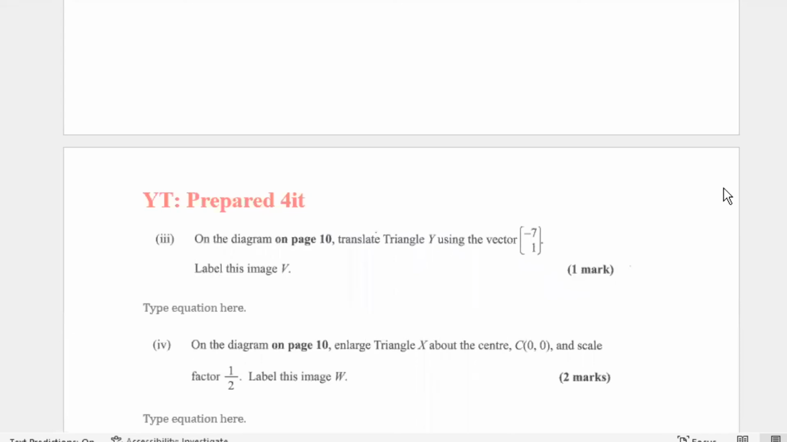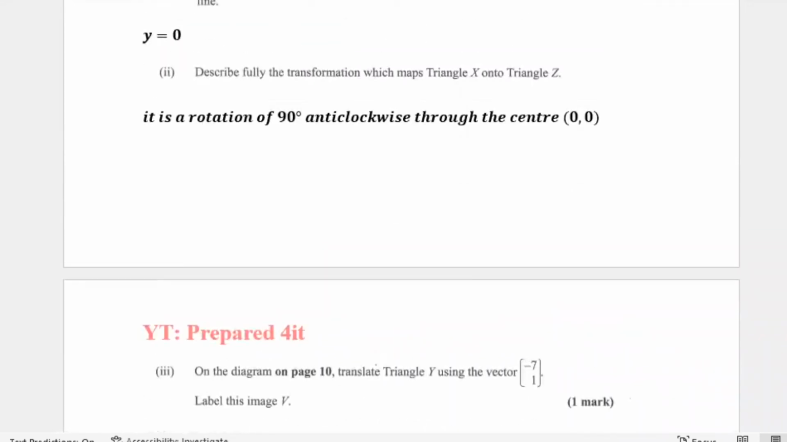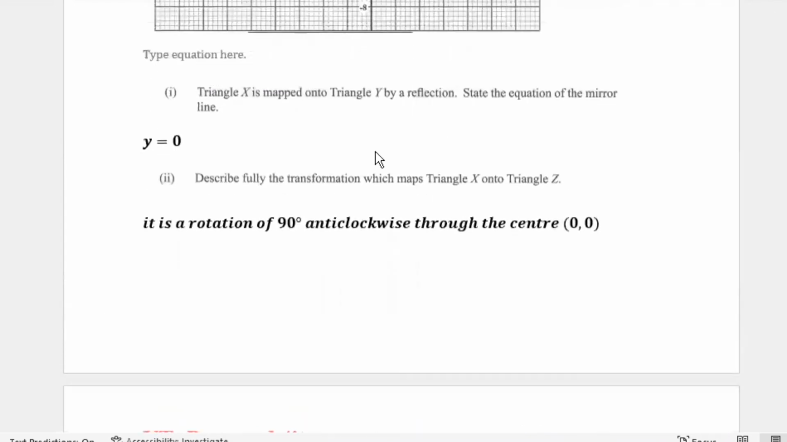And someone said 2. I'm not sure exactly which one you're speaking of, Selena, but I can go back to it shortly. But in looking at this, because our scale factor is 1/2, we know that our image would actually be smaller.